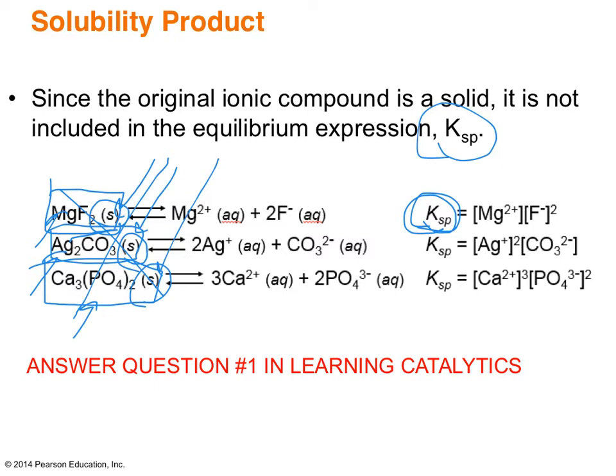So remember that K values are always products over reactants. So again, the reactant in all these cases is a solid. Solids are not included in the equilibrium expression. So just make a note of that. It's the first very important concept to have, that Ksp expressions never have a denominator.